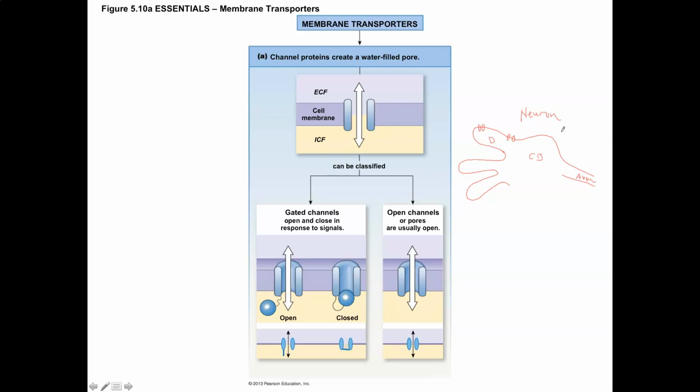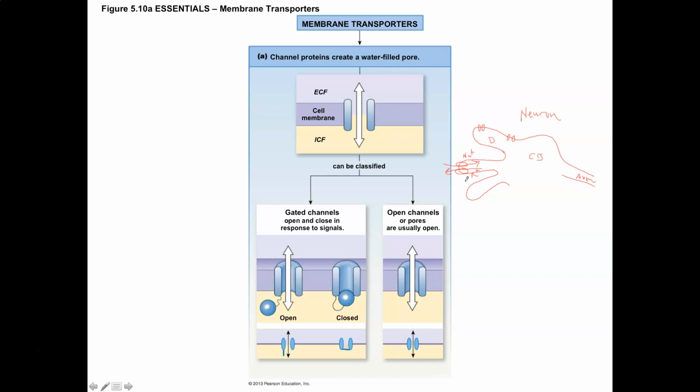Now, some channels will let multiple ions go through. And so you'll see situations where you might have a channel that opens where both sodium comes in and potassium goes out. So depending upon which electrochemical gradient is the greatest, that'll determine what type of change is going to take place. Are we going to get a depolarization or are we going to get a hyperpolarization? That's going to depend on the electrochemical driving forces for those particular ions.